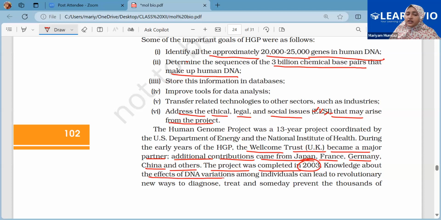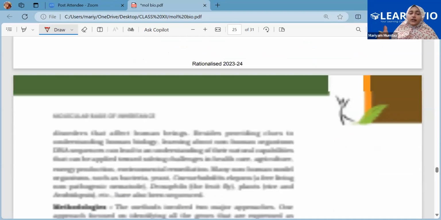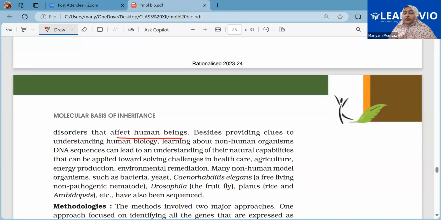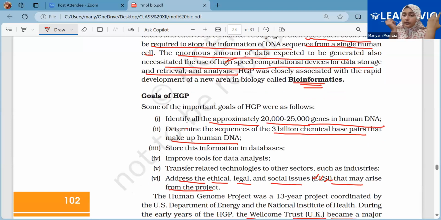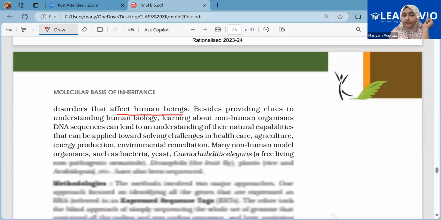Knowledge about the effects of DNA variations among individuals can lead to revolutionary new ways to diagnose, treat, and someday prevent thousands of disorders that affect human beings. Because in this way, we are actually knowing about each of the genes that are there in the human DNA, right? And if that is being found, then 100% it would revolutionize the whole healthcare system, because by that, the diseases can be treated in a much better way.